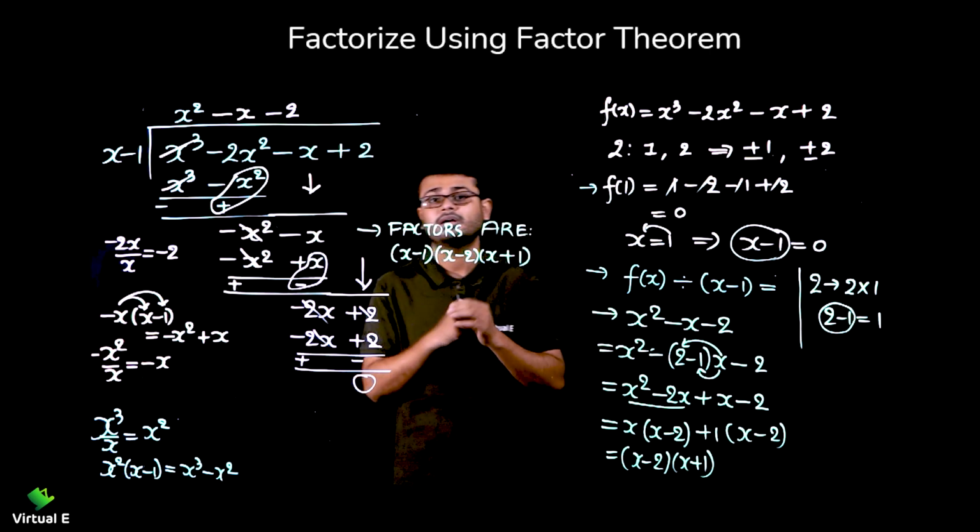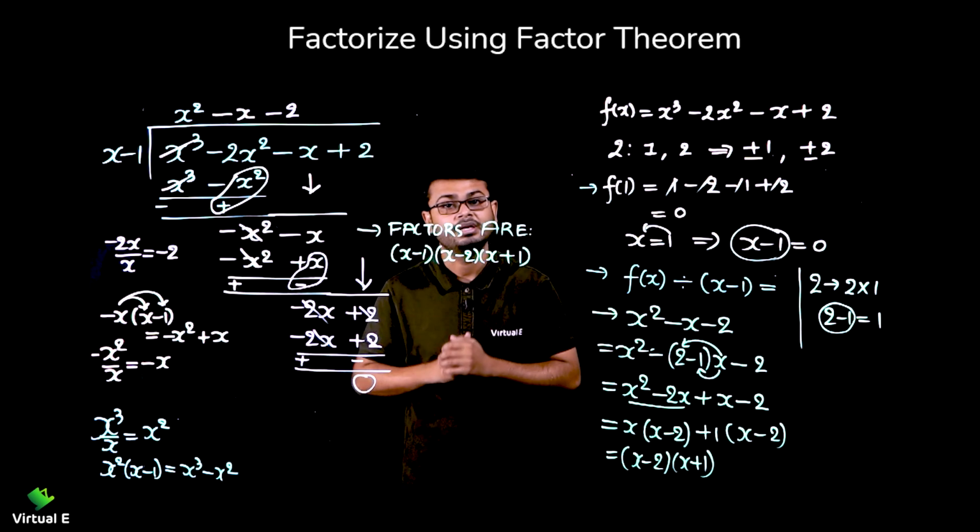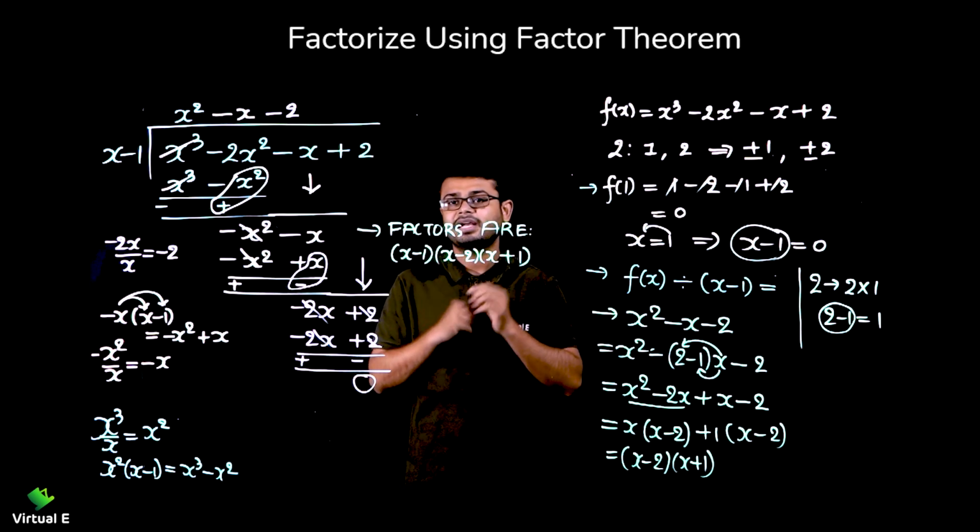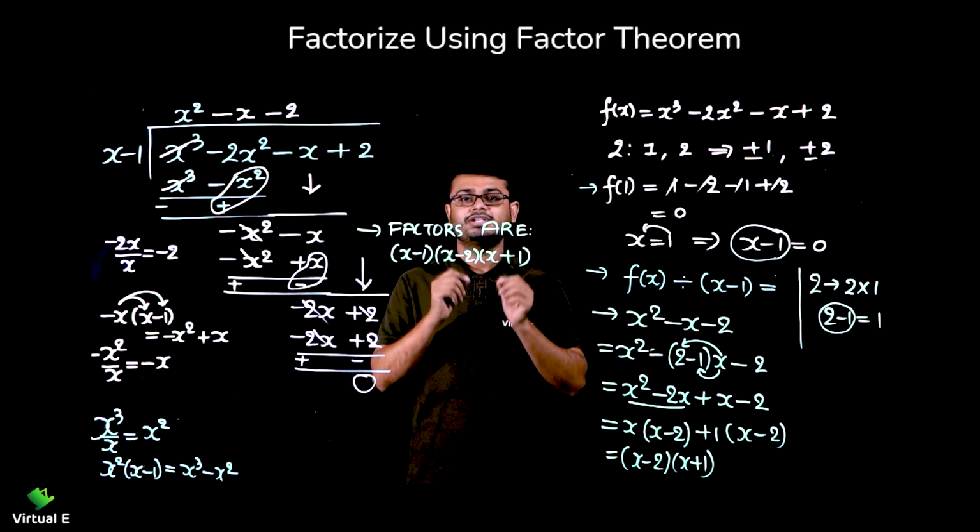So this was the topic about factorizing the cubic polynomial. Now we are going to learn about a few algebraic identities and how to factorize with the algebraic identities.